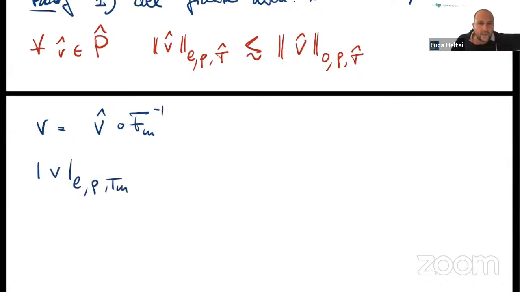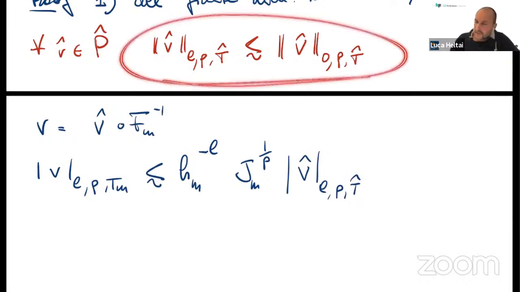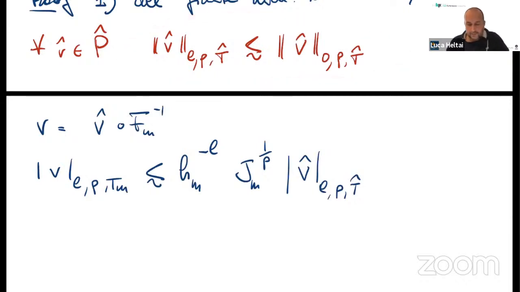Then we can prove that V_{L,P,T_N} is controlled by H_M to the power minus L, and there will be the Jacobian of the transformation on the element M, which is a constant number, the determinant of the Jacobian of the transformation, constant number times power 1 over P. And this is the B hat. Sorry, this is not L hat, this is L P D hat norm. And now we exploit the fact that all of this are equivalent, and then we simply keep proceeding.